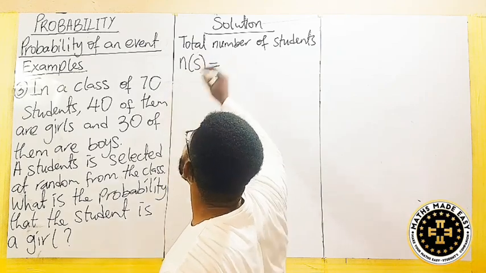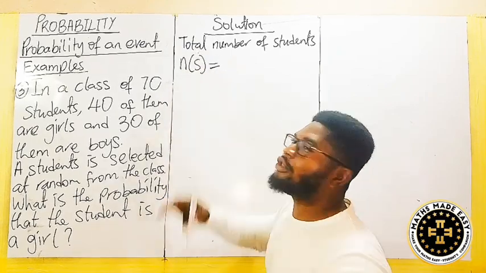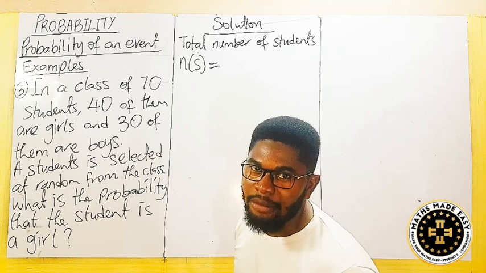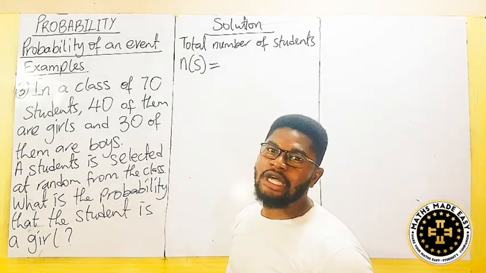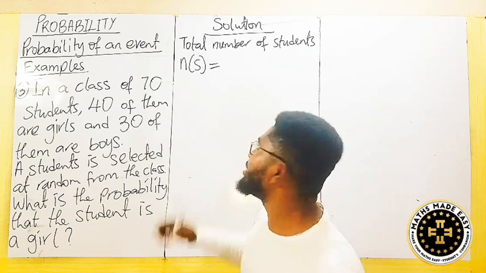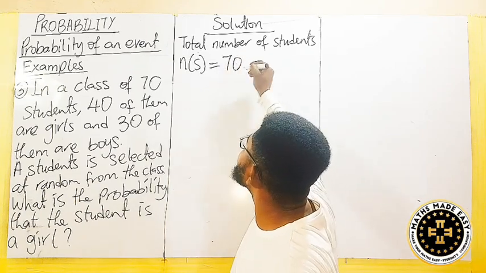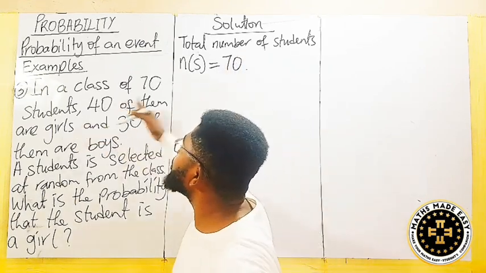Don't forget the symbol and the probabilities N of S. That will be the total number of possible outcomes. That is what we refer to as a sample space. Here it becomes our total number of students. Don't forget that. It is 70. Good. We go on to say 40 of them are girls.